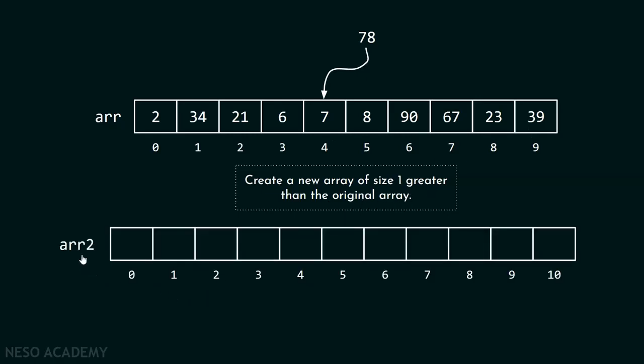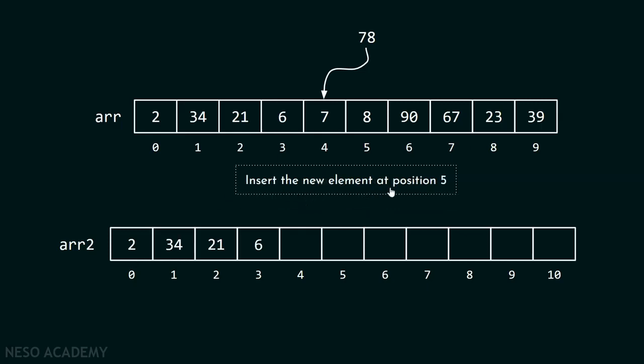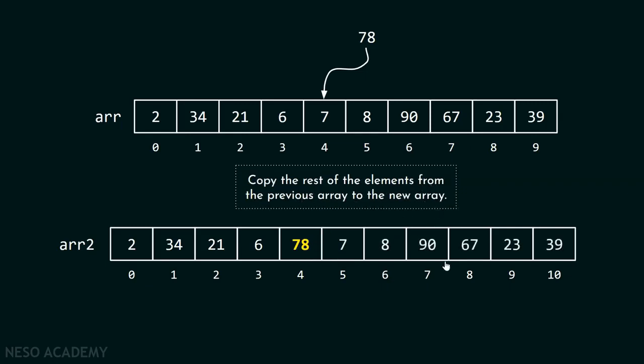So here you can see I have created a new array ARR2 which is having the size 1 greater than the original array. After this, we can copy everything up to position 4 and paste it in the new array. That means starting from this point and going up to this point. We will copy everything from this point to this point and paste it in ARR2 as you can see over here. After this, we will insert the new element at position 5, that is at this position. We will insert our element and then we will copy the rest of the elements from the previous array to the new array. And this is how it looks like. These are the simple steps we should follow in order to add an element at a certain position.